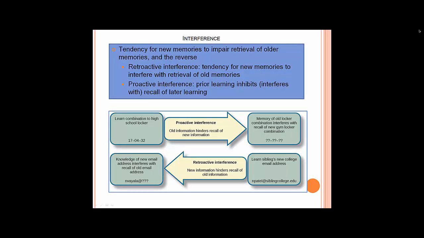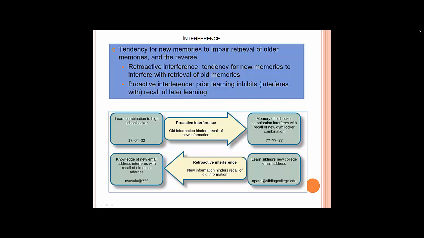Okay, and we talked a bit about interference before. I remember I mentioned interference when you're trying to commit information into your short-term memory, and then all of a sudden some other information comes in, numbers or something, that interferes with that and can impair the process. So interference is a tendency for new memories to impair retrieval of older memories as well.